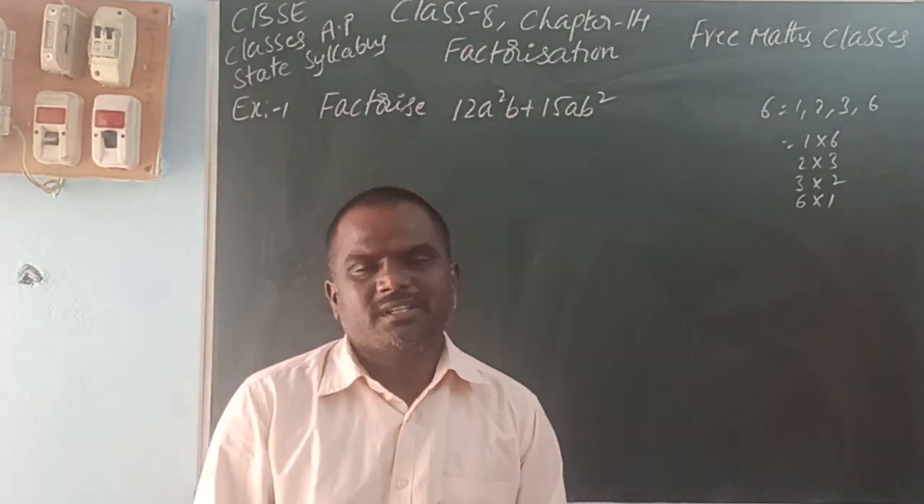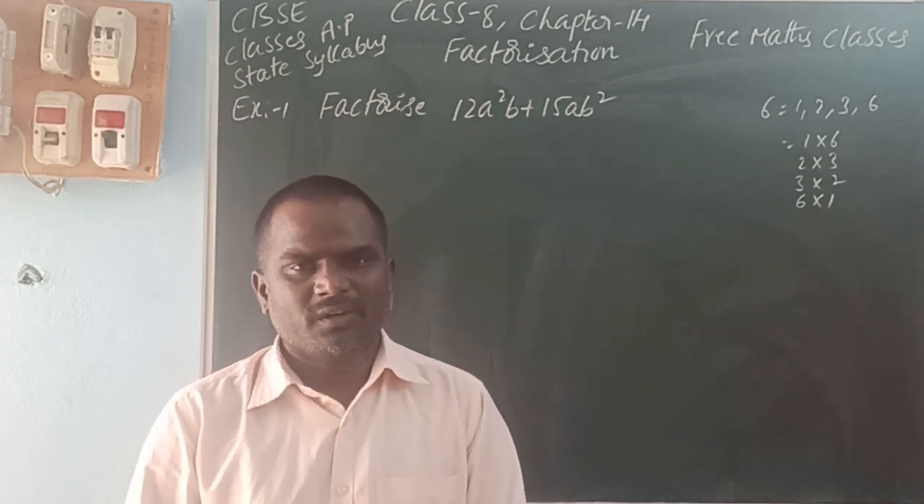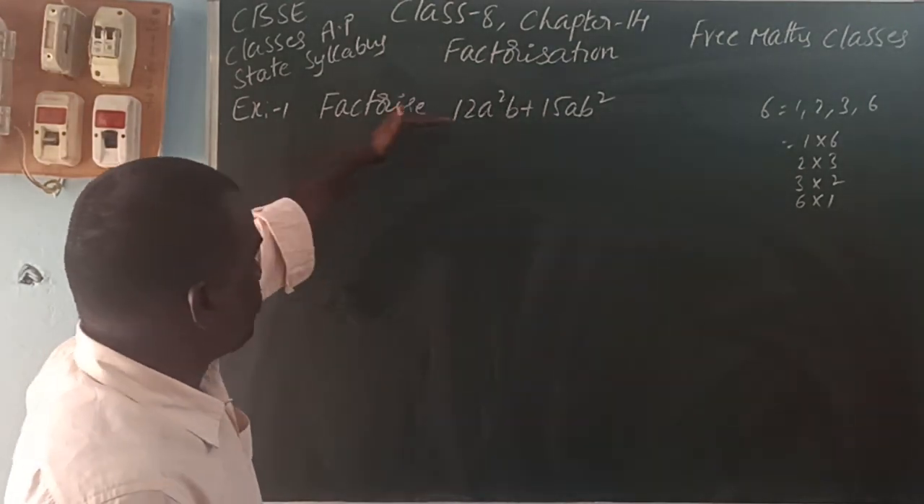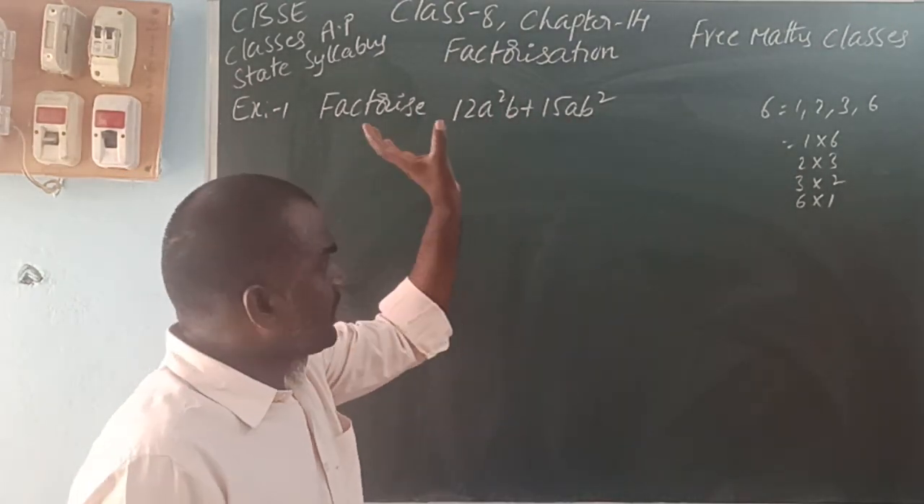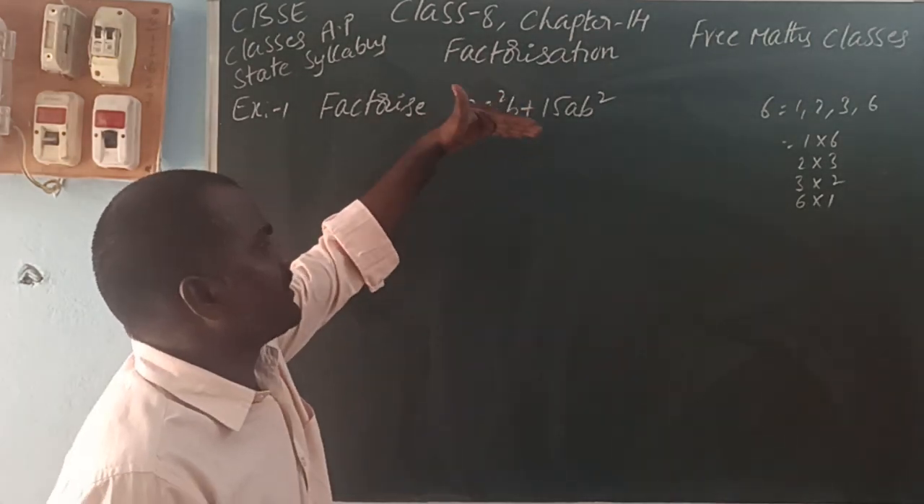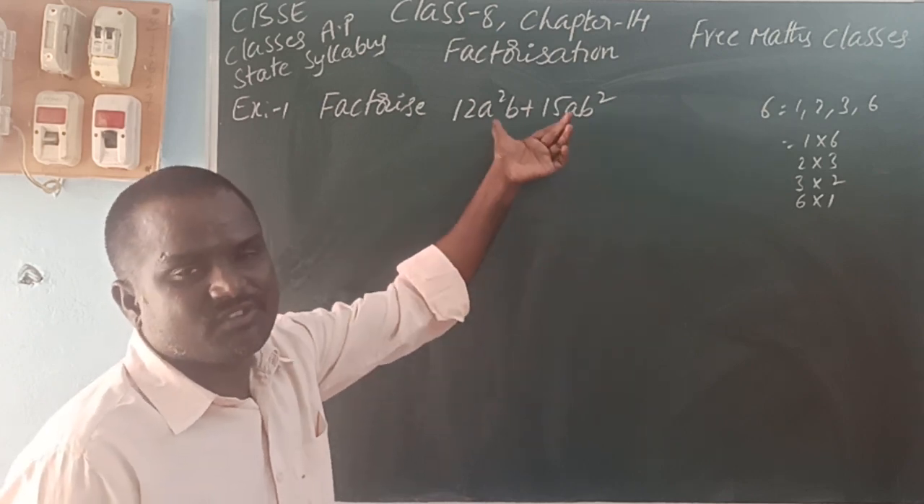So 6 is a multiple of 1, 2, 3, 6. Okay, so factor means what? When it divides, the remainder is 0. Here, factorize 12 a square b plus 15 a b square. For this polynomial, find the multiples. The multiples are factors of the given number.